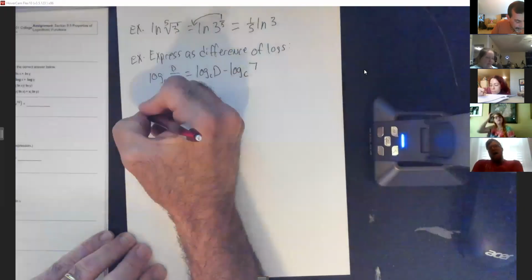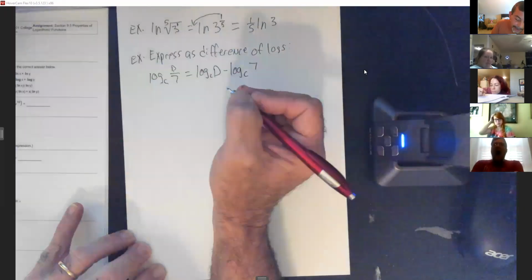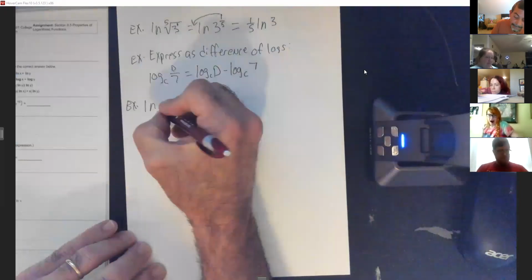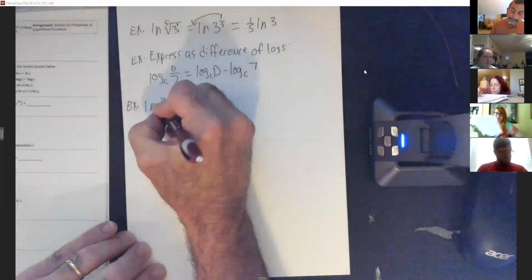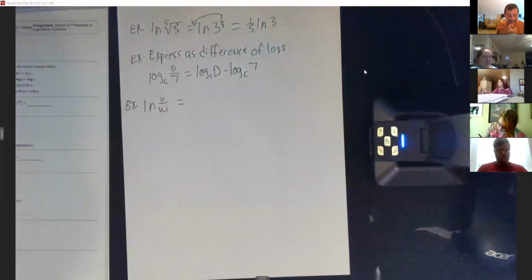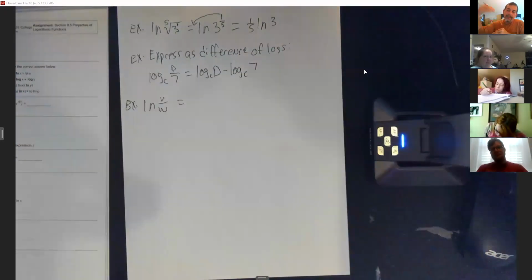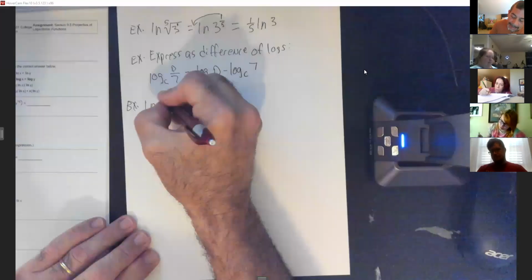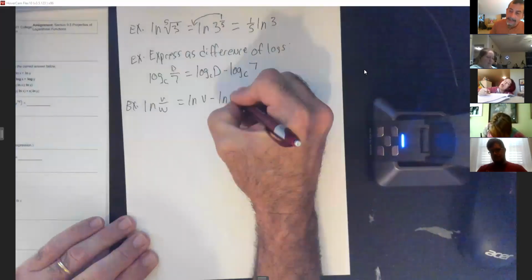All right, where's that other one? ln of v over w. And remember, it's pretty much like the exponent rules. It's always the top minus that bottom, so I'm going to have an ln of v minus the ln of w.